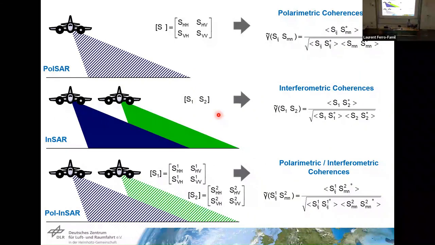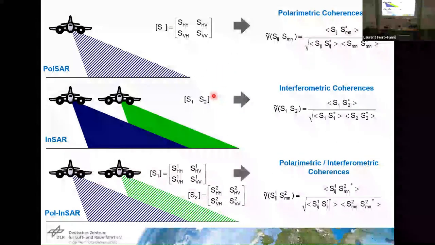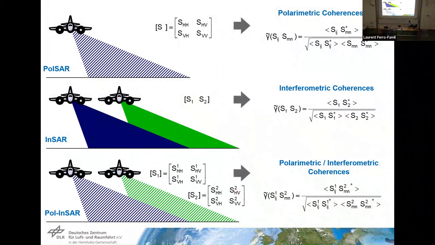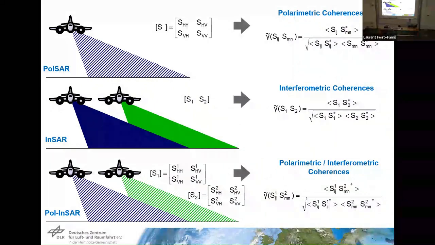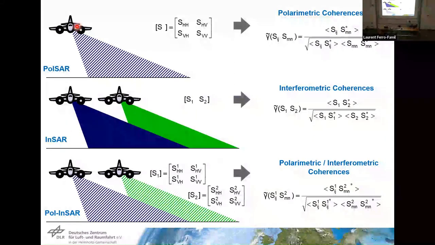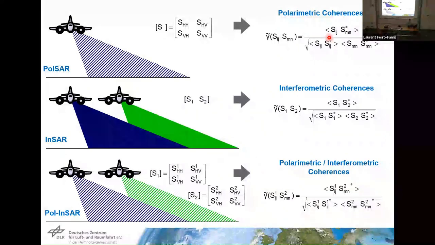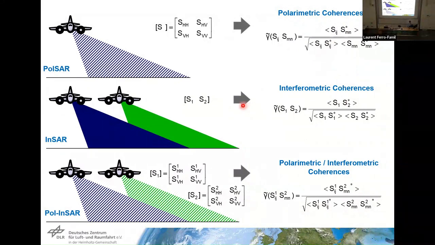So in principle, you know that you can calculate polarimetric coherences, of course, in a polarimetric configuration. You can calculate it in an interferometric configuration. And now you have to do the same in Pol-InSAR. What changes? In polarimetry, you are on the one end of your interferometric baseline, and in principle, you combine polarimetric channels. In interferometry, you are in the same polarimetric channel and you combine the two extremes of the baseline.